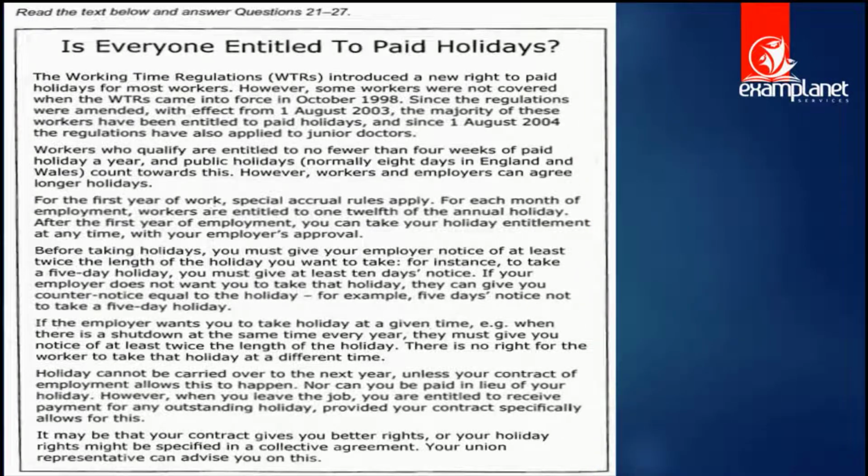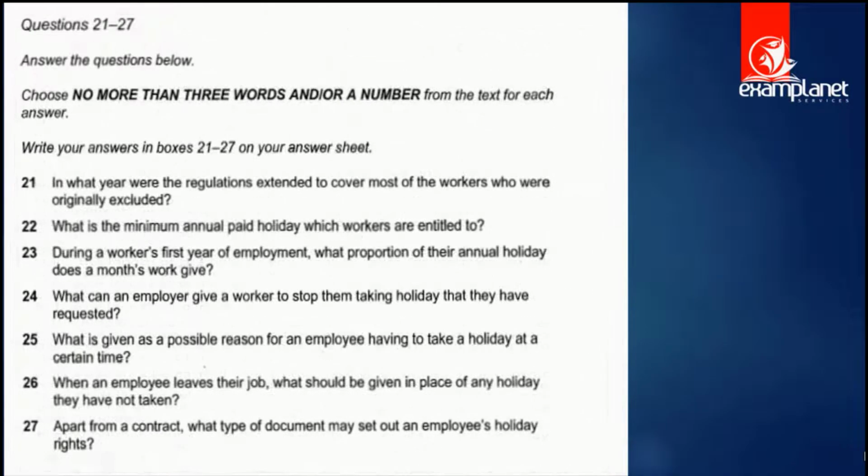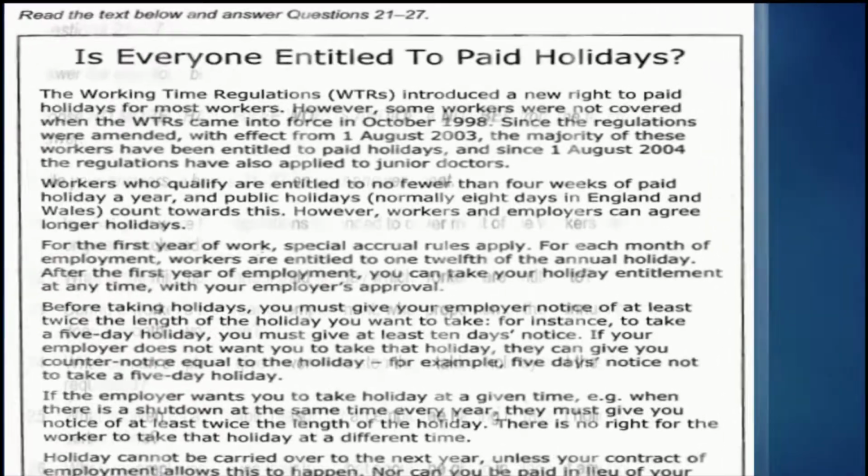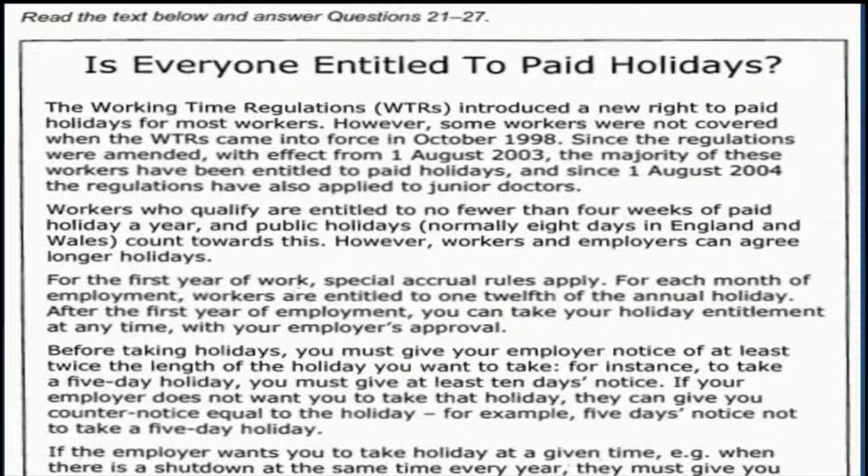Let's now check questions 21 to 27. Question 21 is a bit tricky because it says, in what year were regulations extended to cover most of the workers who were originally excluded? It is tricky because you have 3 dates there, but always understanding the information that applies to each helps you choose the correct one.